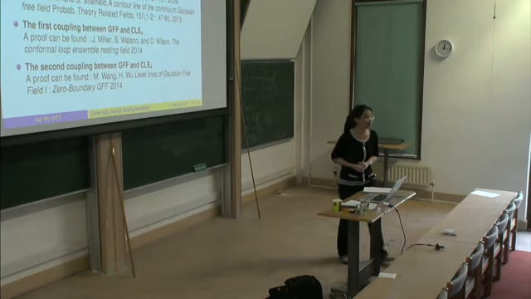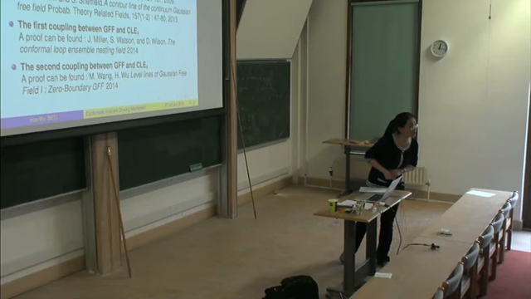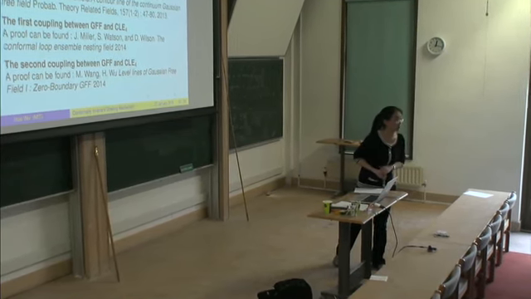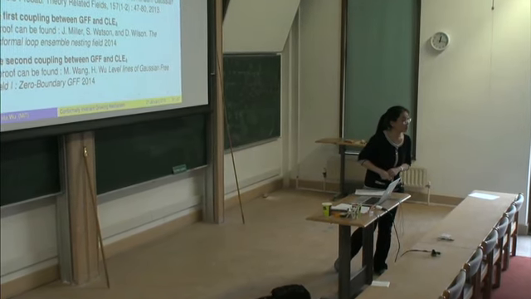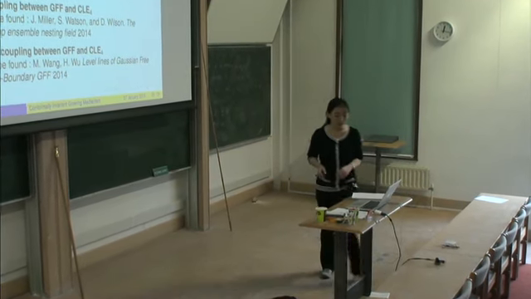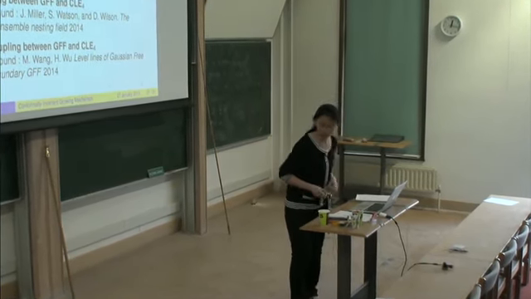Could you give some precision in your second coupling? What exactly is this red curve? How do you build it? The red curve, that is the flow line of the GFF. Yeah. Okay, so here.